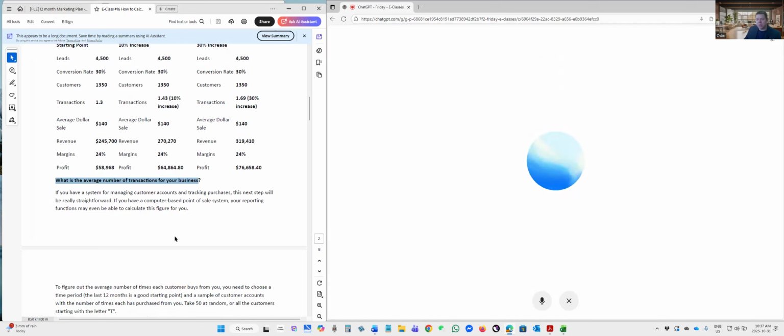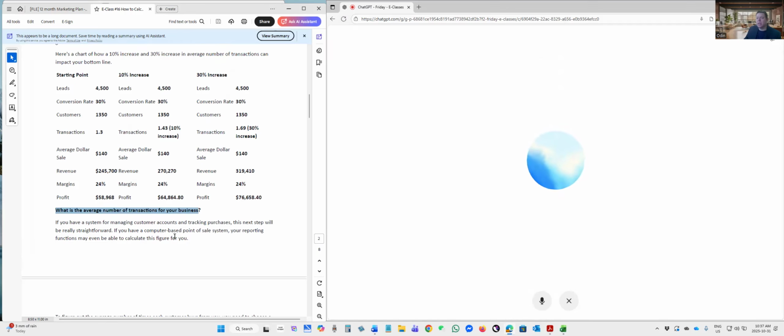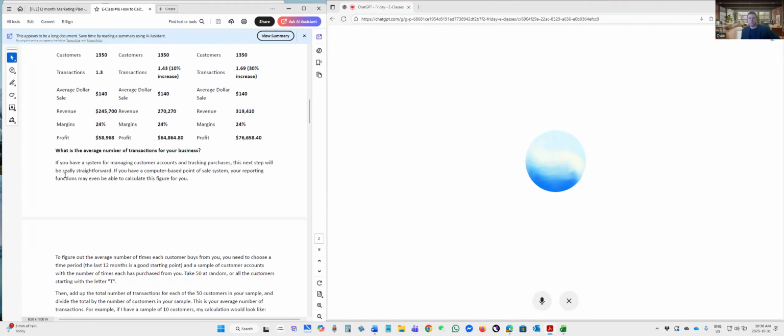Okay, so I've gone through the chart personally. You can pick it up from what is the average number of transactions for your business and carry on from there. Absolutely. I'll pick up right from what is the average number of transactions for your business and continue in the same way.